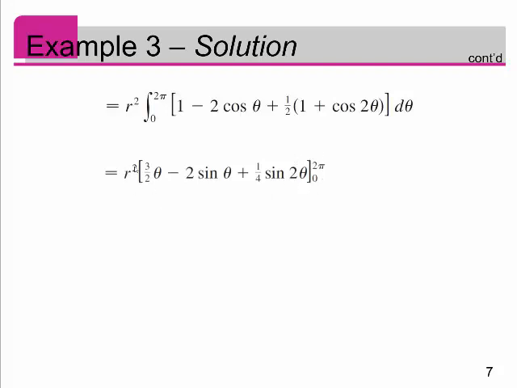The r squared is just a constant, so leave that out there. You plug this in, and when you do, it just simplifies to 3 pi r squared. All you did here was just follow the formula, and it's a pretty straightforward application of this type of concept.